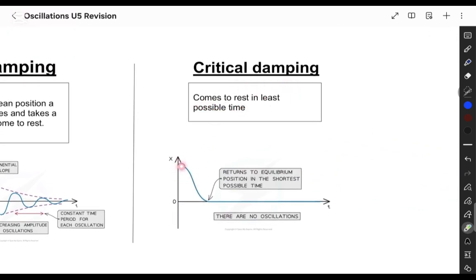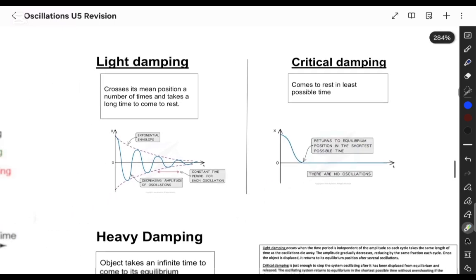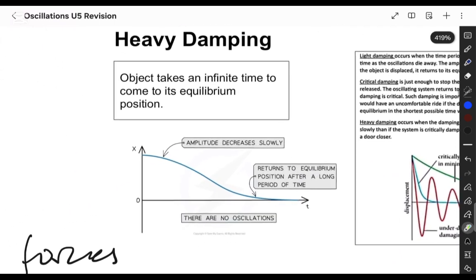The next is critical damping. Critical damping is where the object instantly comes to the mean position, or the equilibrium position, in the smallest time possible and then stops. And then we have heavy damping, where the object takes an infinite time and its amplitude decreases really, really slowly, and it takes a lot of time to come to the equilibrium position. And there are no oscillations here as well.